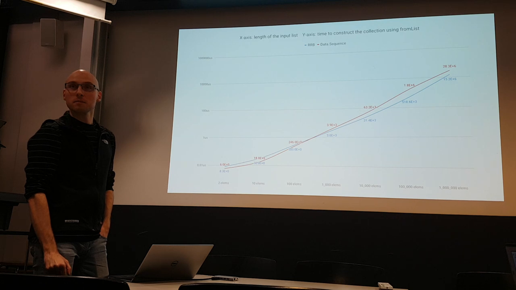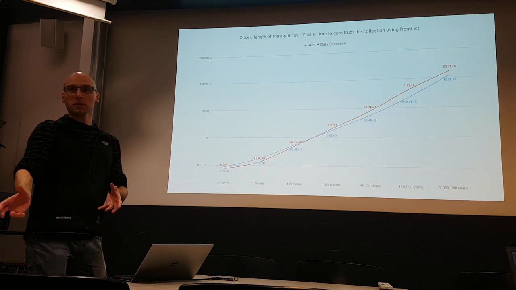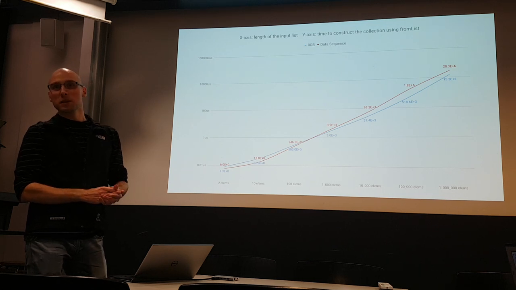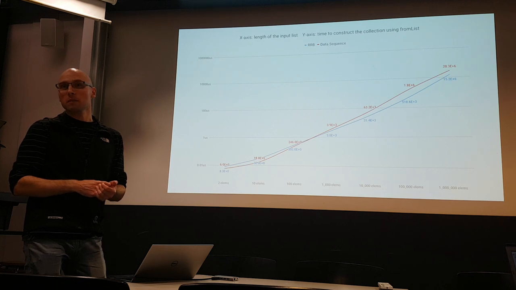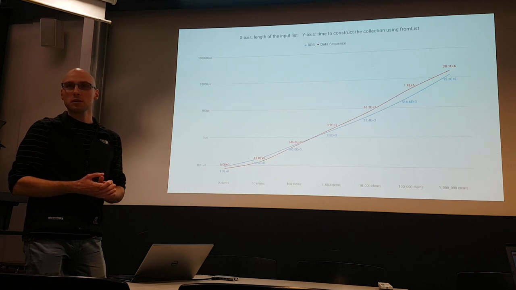How are you adding, actually? Are you adding one by one, or are you adding... No, this is fromList. So this is bulk construction: here is your list, give me the whole thing from that list. Okay. Which means I'm not sure what the sequence is doing internally. I actually don't know. But I think it's all essentially standard Haskell data types, so I don't think there's any mutability there.